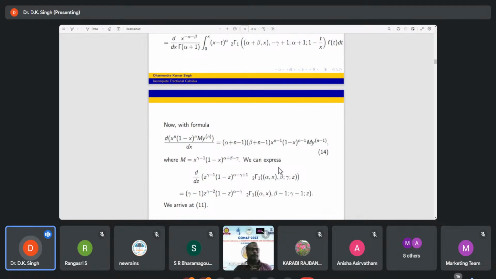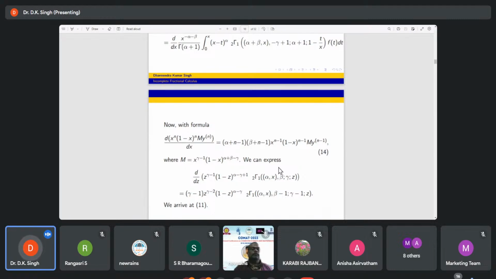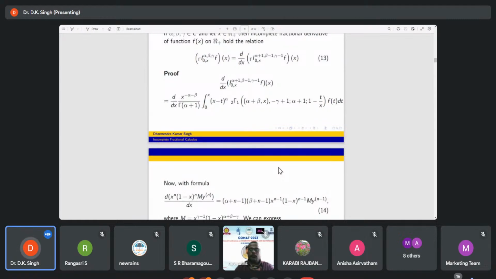So we can express this derivative expression as d of dz, z to the gamma minus 1, minus z, alpha minus gamma plus 1, 2 gamma 1, alpha, beta, gamma, z. And if you write z as x minus t, you will get the derivative d dx of x minus t, 2 gamma 1, alpha plus beta, x minus gamma plus 1, alpha plus 1, 1 minus t over x. And if you use this formula for this integral, you will get this form of the incomplete fractional integrals.